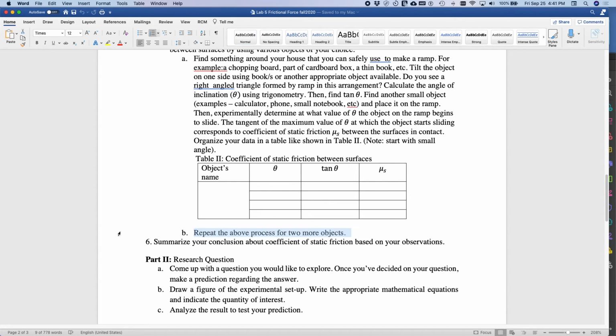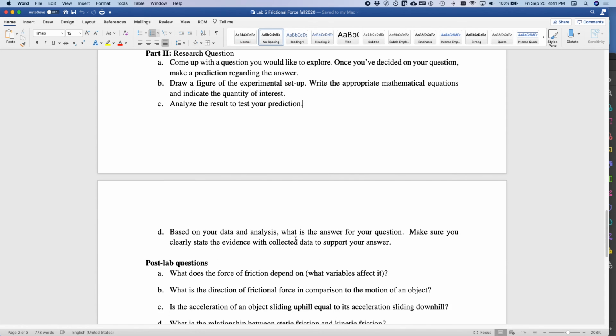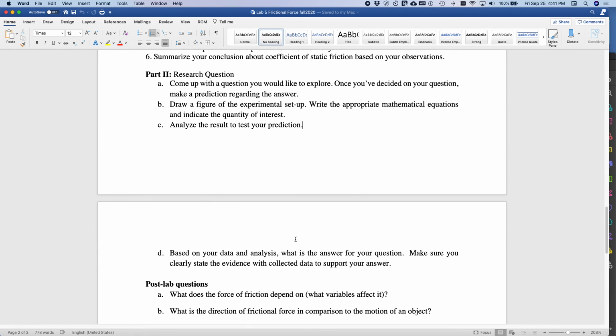And then part B says just repeat the process for 2 more objects, so some other objects could be used. That's about it for the research question here, part 2. It has the same structure as the past research questions. Students can either use the simulation, or they could use their experimental setup, maybe adding more mass or changing the surfaces in contact or something like that. So that's about it for lab 5.